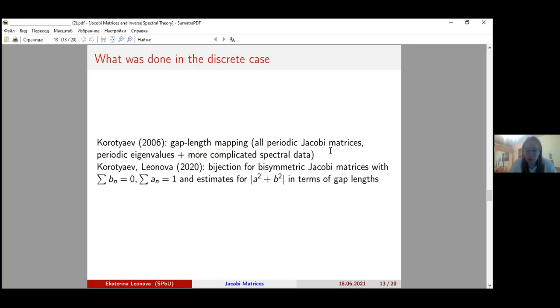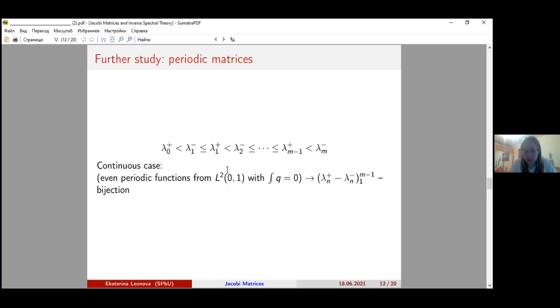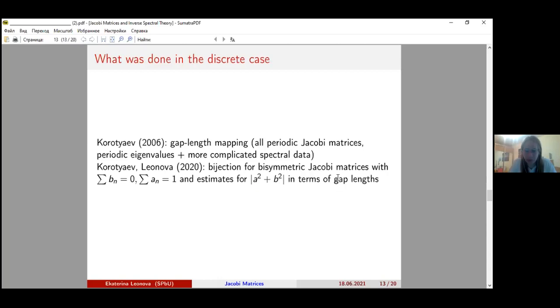And so what was done in 2020, we were able to find this bijection in terms of gap lengths. The space between lambda plus and lambda minus is usually called a gap. It can be small, it can be big, it can be of size 0. So we have this kind of gap length.